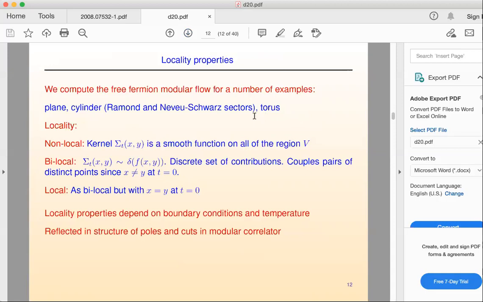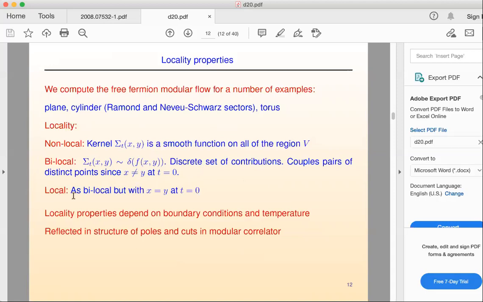And now comes this essential feature that we discover different properties of locality. Either the result is non-local, and then the kernel, this capital sigma, is a smooth function on all of the region. And then there are two other special cases. The first case, it can be bilocal. This means that this kernel is proportional to the delta function of some function f. Then obviously there are only contributions if this function has a zero. So there will be a discrete set of contributions to the sigma, and this couples pairs of distinct points, since in general x and y will not be the same at your initial starting point t equal to zero.